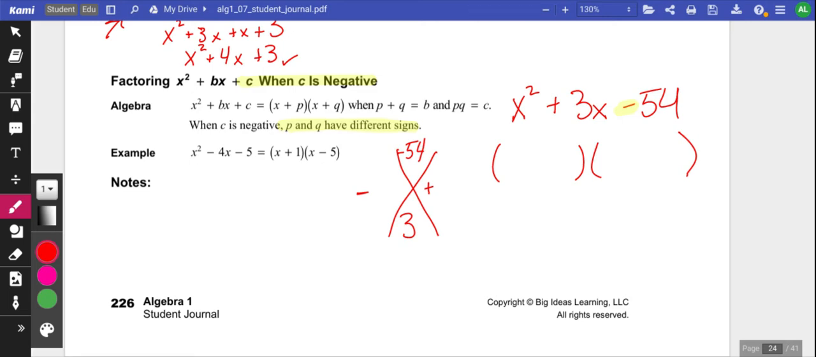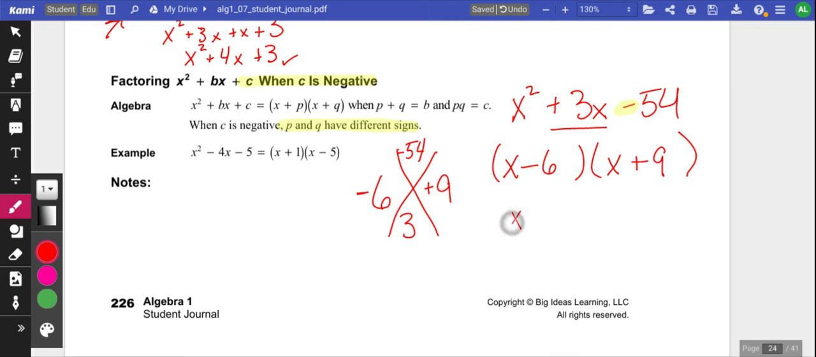I have to think, okay, which one is going to be positive and negative? Well, if I have a positive value, my higher number needs to be positive. I'm going to have positive 9, negative 6. All right, so I have x minus 6, x plus 9. I'm going to show you the work on this one. I'm going to check my answer.